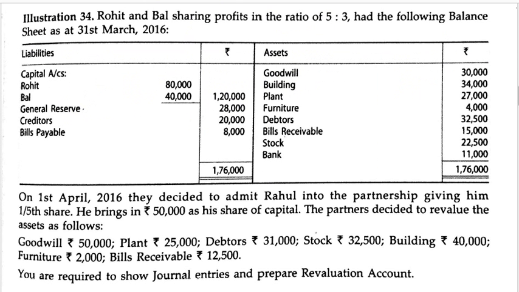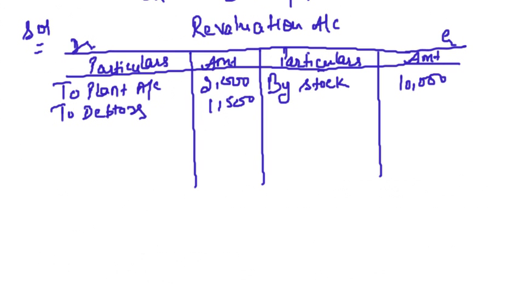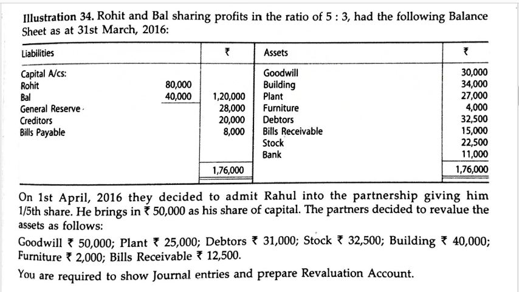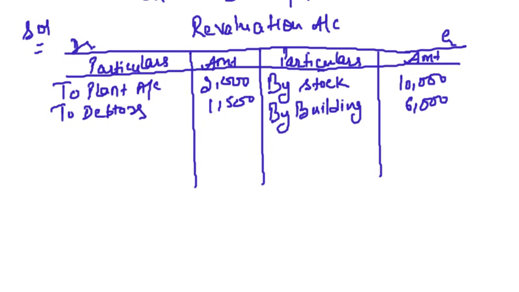Clear? Next, building 40,000. Originally 34,000. Increase in the value of an asset to the extent of 6,000. So I'll say by building. What will be the journal entry? Building account debit to revaluation account 6,000. Next, furniture 2,000. Earlier the value is 4,000 in the books. Decrease in value. I'll say to furniture 2,000. Clear?